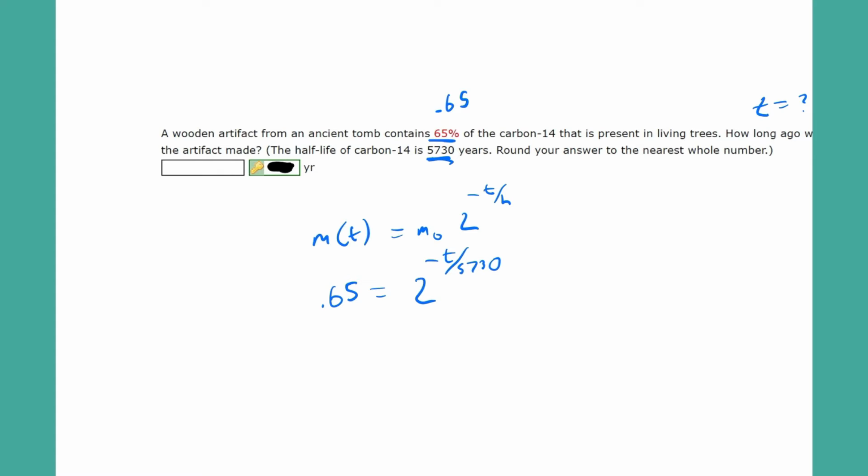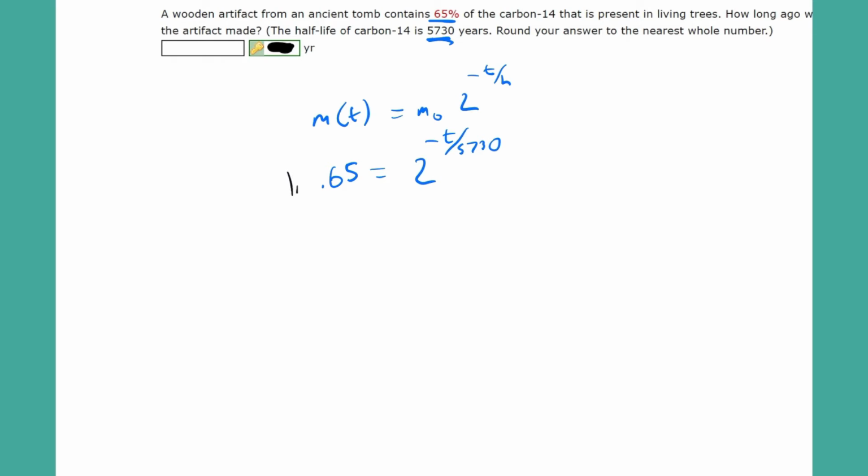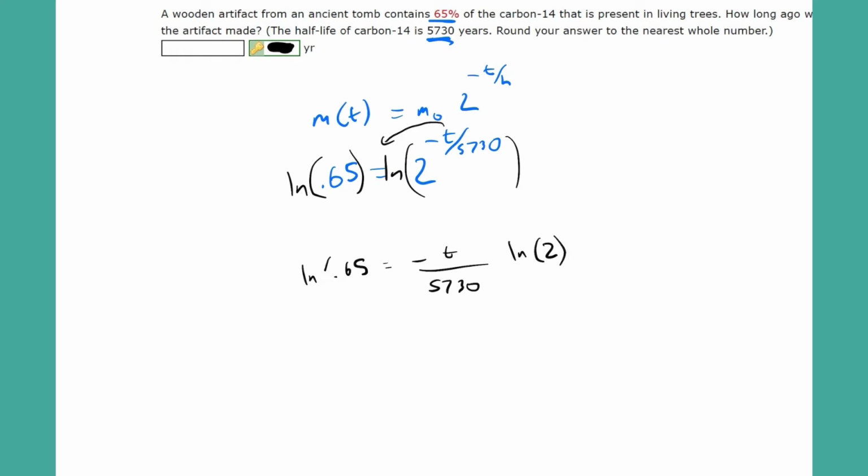So what we can do is take the natural log or a regular log. I'm just going to take the natural log since that's what we've been doing. And then we can bring the exponent to the front. So we have natural log of 0.65 equals negative t over 5730, and then the natural log of 2. This time these do not disappear because this is not an e. If this was an e, then this would have become 1. But since it's a 2, it has to remain.